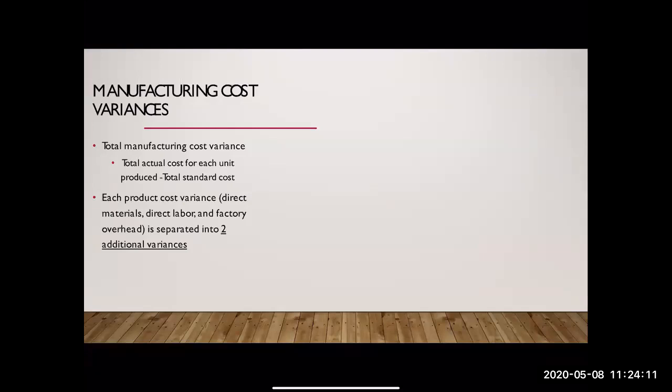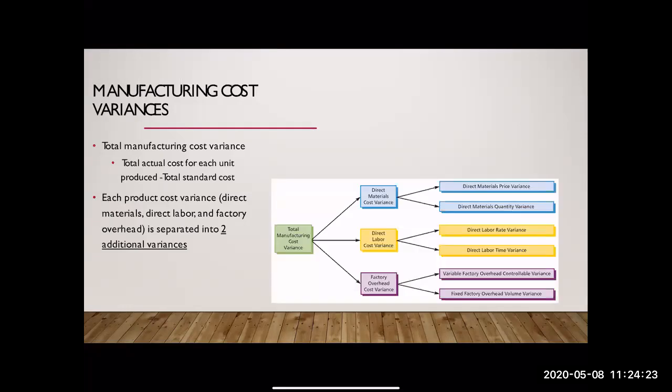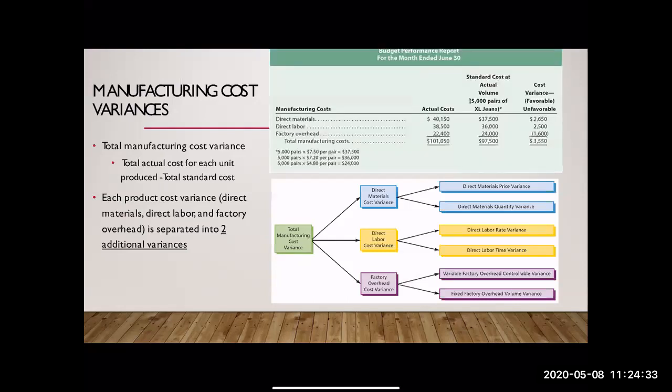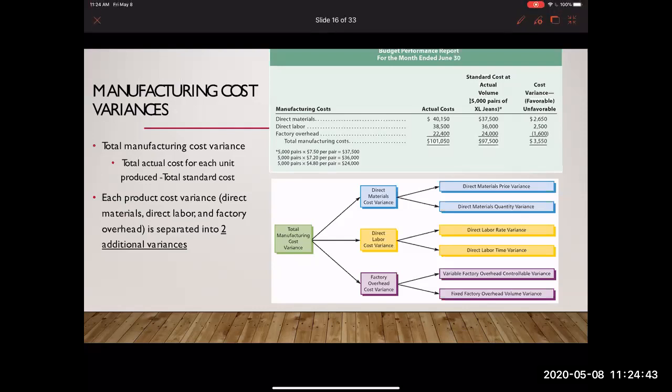Total manufacturing cost variance is when we have total actual cost of each unit produced minus the total standard cost. Okay, so what does that look like here? It says each product cost variance with direct materials, direct labor, and factory overhead is separated into two additional variances. So again, this first chart is what we saw on a prior slide, and I was talking about our variances.